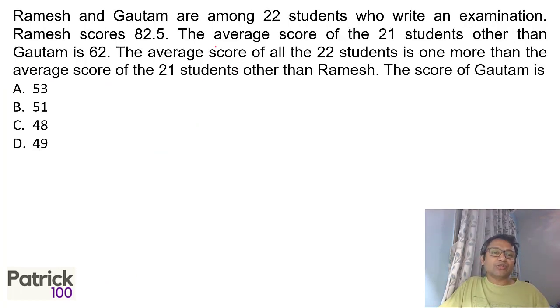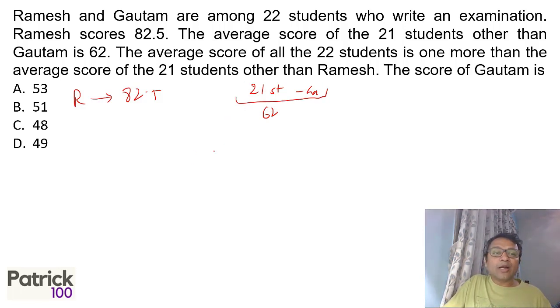Next sum on average. Ramesh and Gautam are among 22 students who write an exam and score 82.5. Ramesh scores 82.5. The average score of 21 students other than Gautam is 62. So 21 students minus Gautam, the average is 62. The average score of all 22 students is 1 more than the average score of 21 students other than Ramesh.